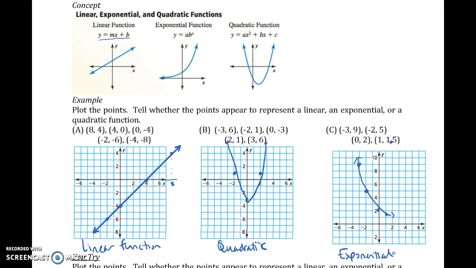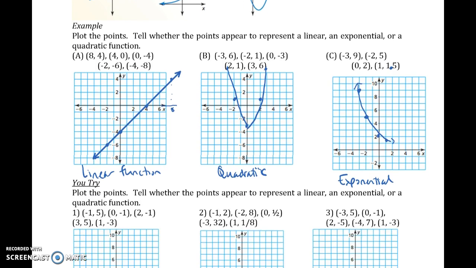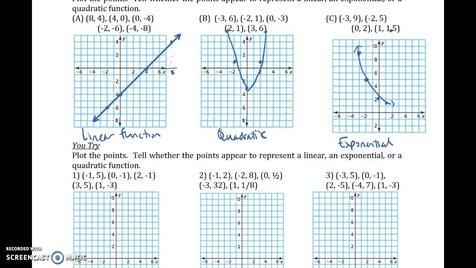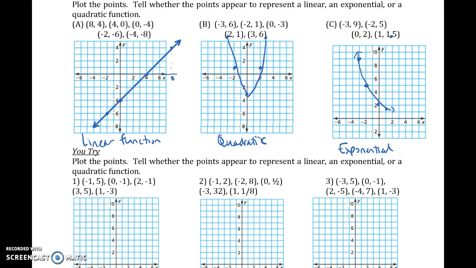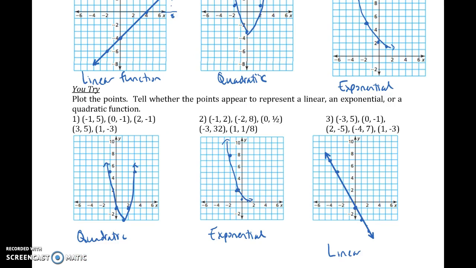Okay? Remember, you don't always have to have one of each. You just go with what you know, go with what you see, and let's try that out. So go ahead and try 1, 2, and 3 for me, and let's see what we get. So go ahead and check. Here we happen to have one of each, but remember, it doesn't always have to work out that nicely. So quadratic, exponential, and linear. Remember, if you have questions, please come back to class with those questions.